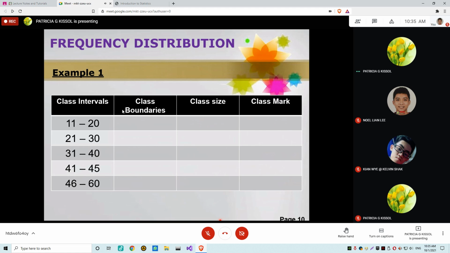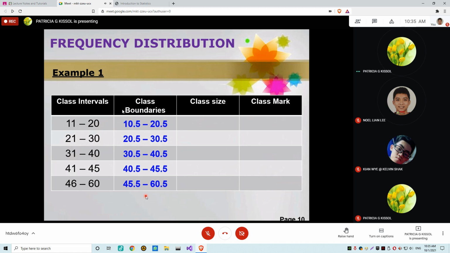Okay, moving on. So this is an example to help you to understand the class boundaries, class size, and class mark. So you can see here 11 to 20 as the class intervals, 21 to 30, 31 to 40, and so forth, right? So the class boundaries, you can see there is a gap, 20 to 21. So 11 here would start off from 10.5 to 20.5. So you can see here also 21 to 30 would be 20.5 to 30.5 and so forth. You understand?